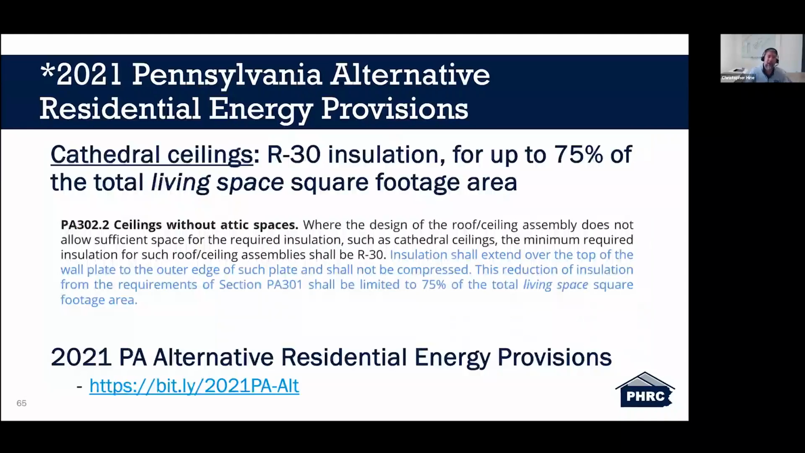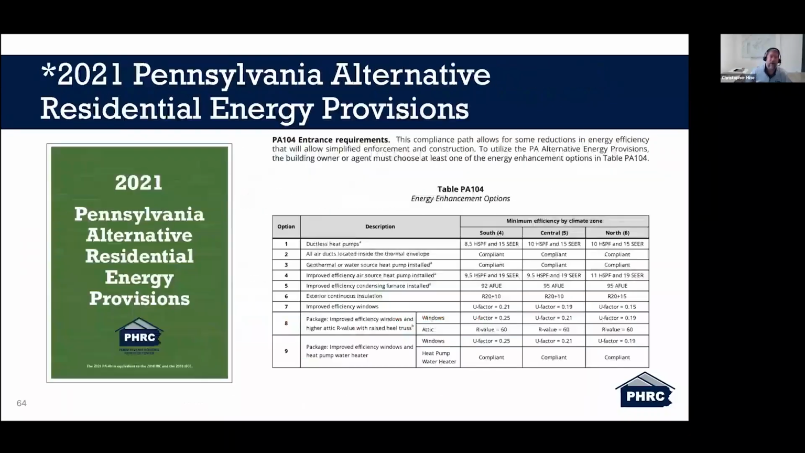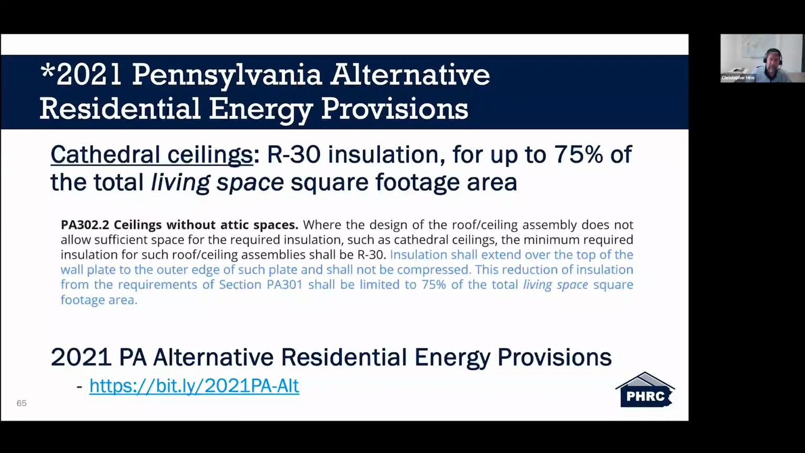So then we can go to any of our trade-offs, and one of the trade-offs within the Pennsylvania alternative is in regards to ceiling, cathedral ceilings or ceilings without attic spaces, and it's the R30 insulation for up to 75% of the total living space square footage. So if you remember, the IRC, you're limited to 500 square feet or 20% of the total insulated ceiling area, whichever is less. The Pennsylvania alternative allows for 75% of the total living space square footage.